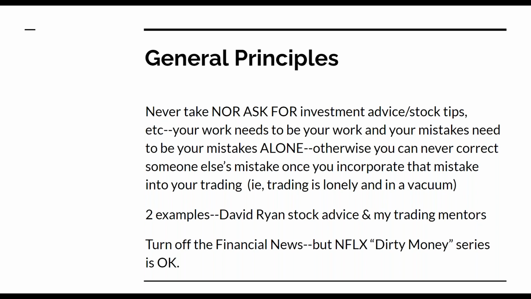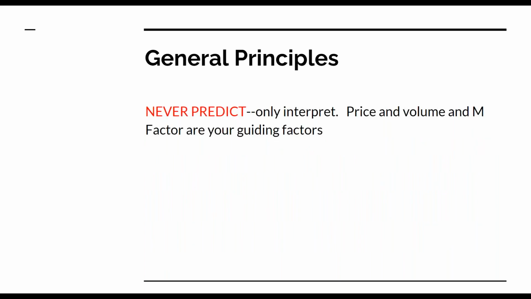So turn off the financial news, but you can go to Netflix and watch the Dirty Money series. That's a pretty good documentary series, including the Valiant Pharmaceutical episode, which was a great CANSLIM growth stock until it wasn't, because it was fraudulent, but it was all over the newspaper and everything. So that's an interesting one to watch.